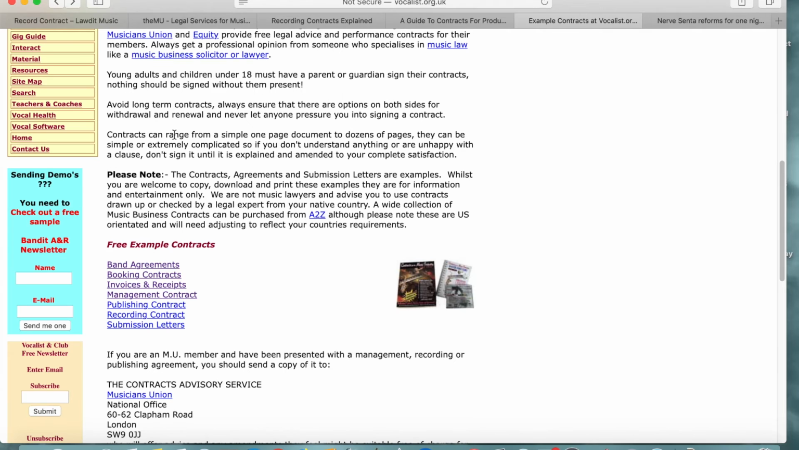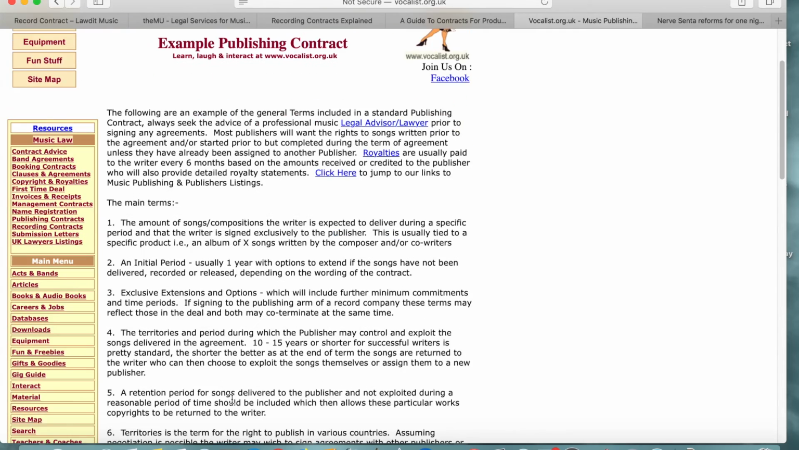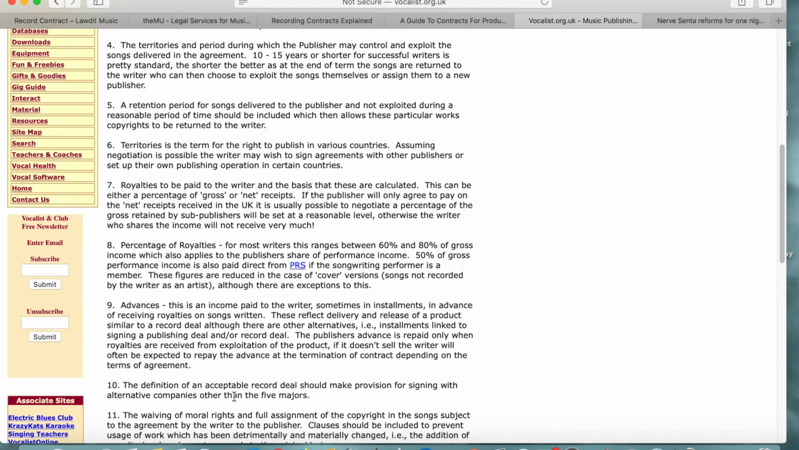The next one is a publishing contract, and we've covered publishing in quite some detail, but here is an example publishing contract that you can read through at your leisure, and I'm sure it will outline the percentage of royalties. We'd already talked about that in previous videos.